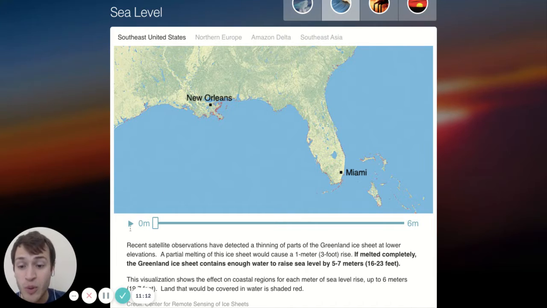In this model, we're going to see how the land would change as the sea levels rise from 0 meters, that's just 0 meters today, all the way up to 6 meters. A meter has about 3 feet, so 6 meters is about 18 feet. We'll see what happens as the sea level rises.